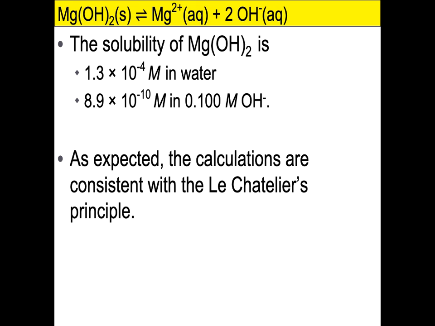In the last two examples, we saw that for magnesium hydroxide, if you had 0.1 molar hydroxide in the solution, the solubility went down significantly. And as we said, this is inconsistent with Le Chatelier's principle.